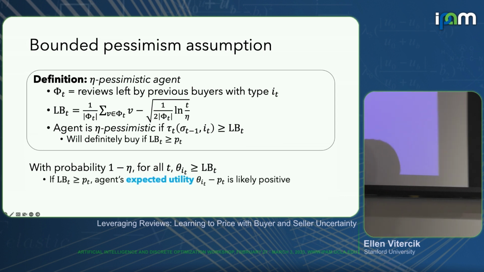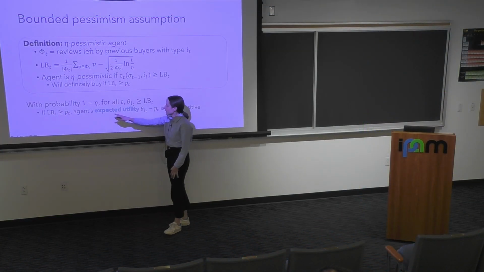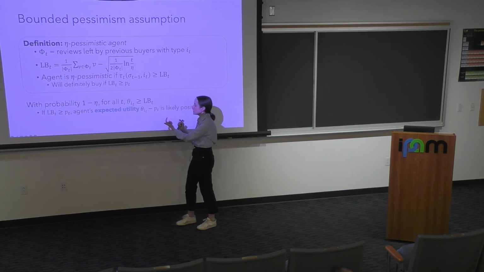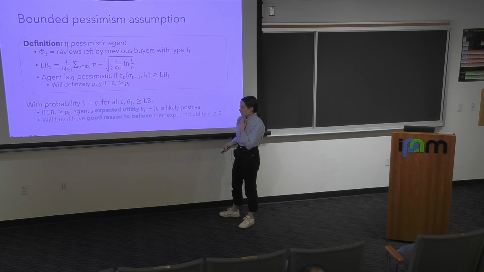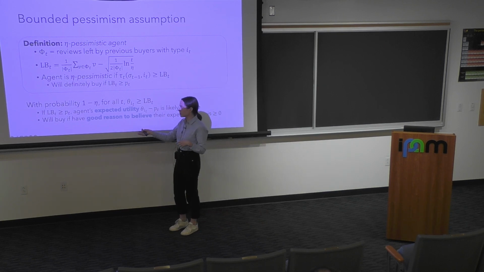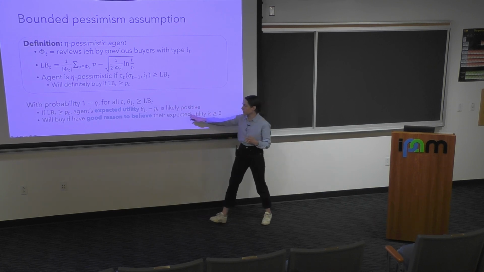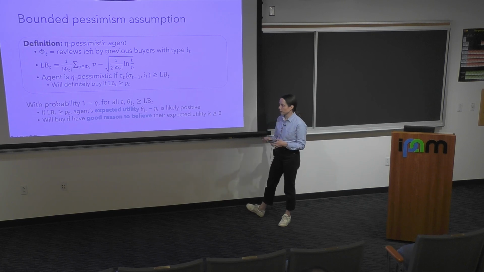And so if the price is smaller than that lower bound, the agent's expected utility, which is their expected value minus the price, is most likely positive. In other words, intuitively, a buyer will definitely buy if they have good reason to believe, based on the reviews, that their expected utility, value minus price, is at least 0. They're not walking away paying more than what they actually value the item.